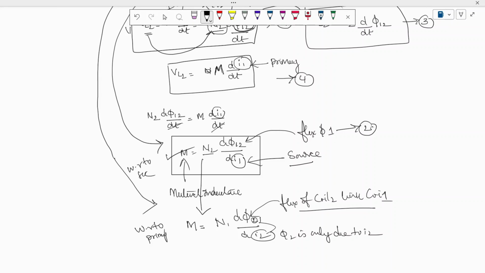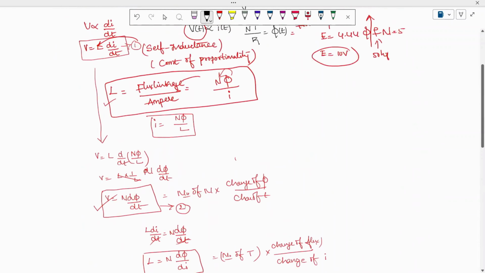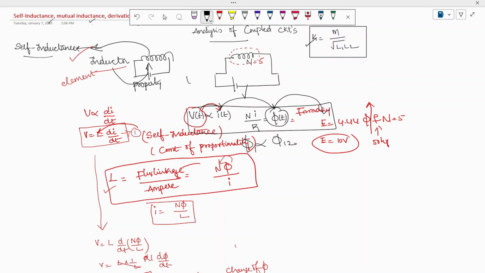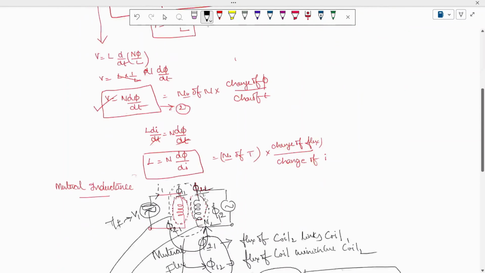I already told this very clearly in the starting itself: we just apply the voltage. Voltage will develop current. From current you are going to get the flux. From flux we are going to get the EMF. This is the relation between all the parameters. φ12 is there only due to the flux φ1, and this φ1 is there only due to I1. The flux in the second coil is due to φ2, and φ2 is only due to I2. That's the relation between current and flux.